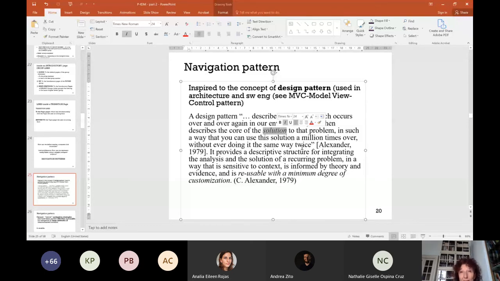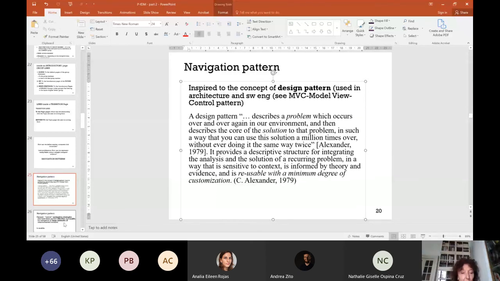It's not a solution which is very specific. It's something which is general, effective, and general enough so that you can reuse the solution a million times over without ever doing the same way twice. The idea is that you take the solution and you adapt it to the specific feature of your problem. So a design pattern provides a descriptive structure for integrating the analysis and the solution of a recurrent problem in a way that is sensitive to context, is informed by theory and evidence, and it is reusable with a minimum degree of customization. So it's a methodological idea, the one of design pattern.